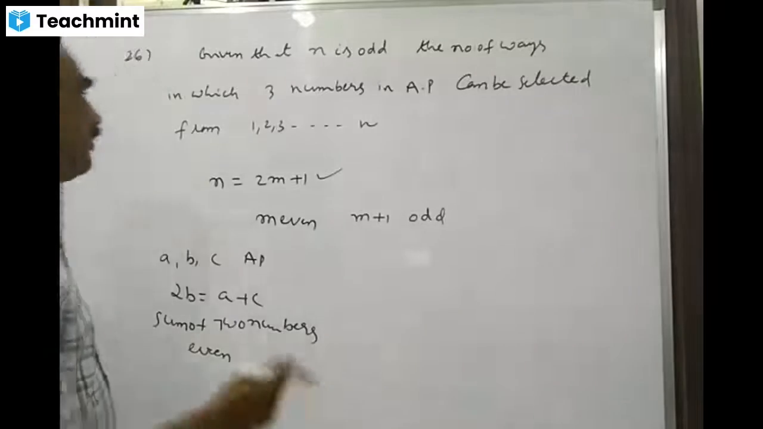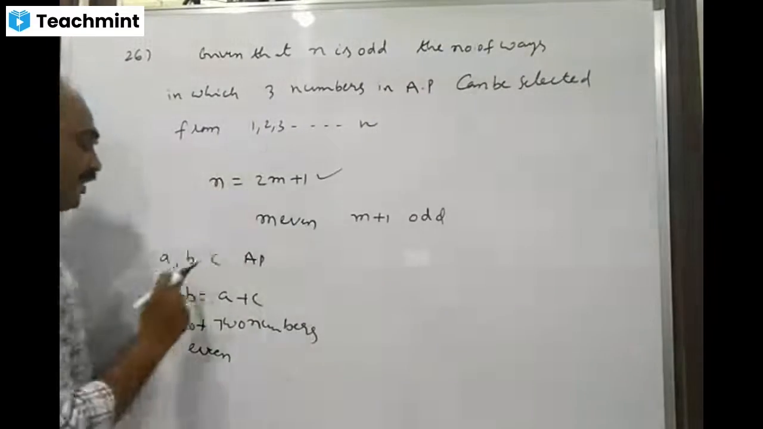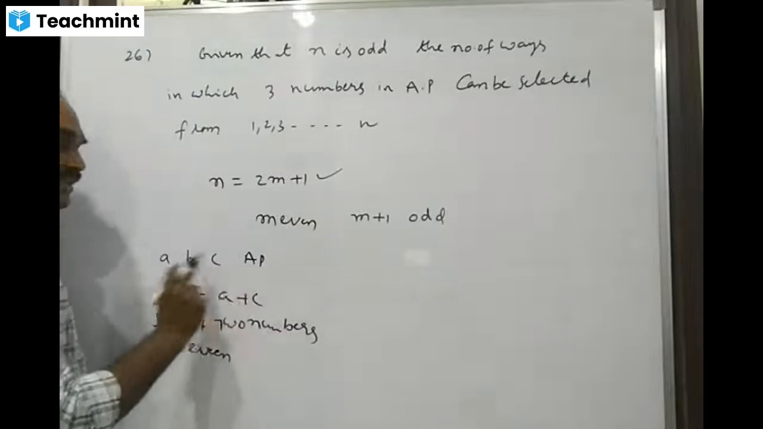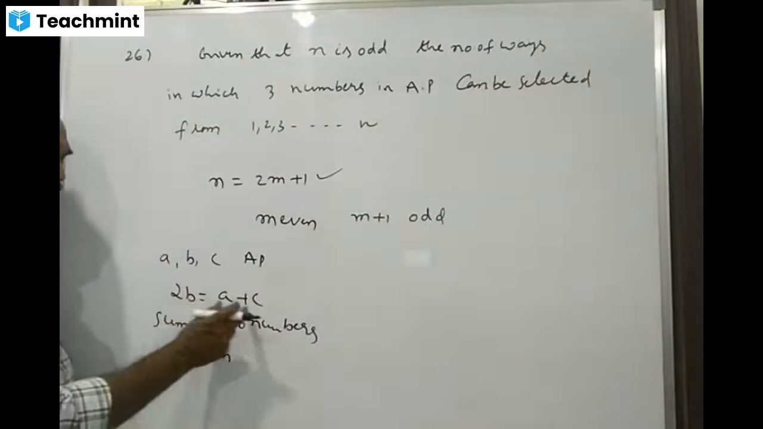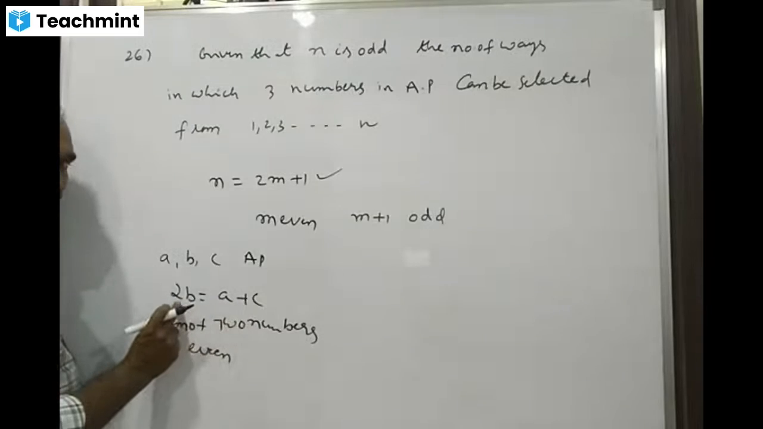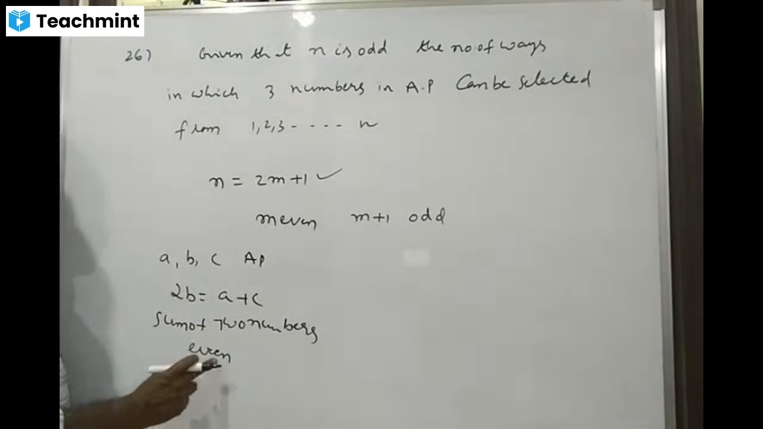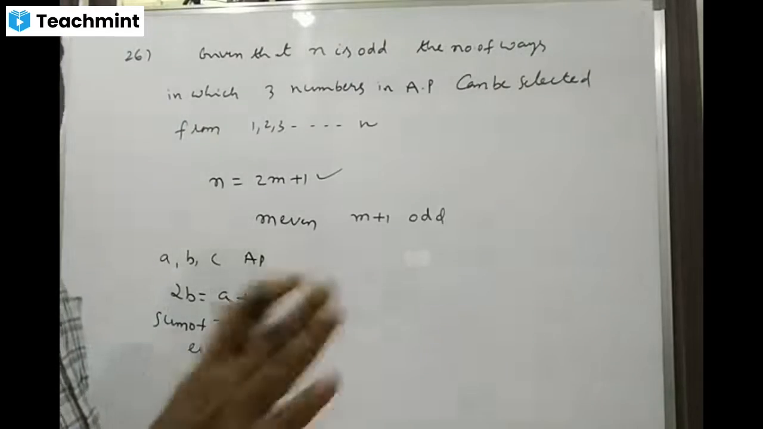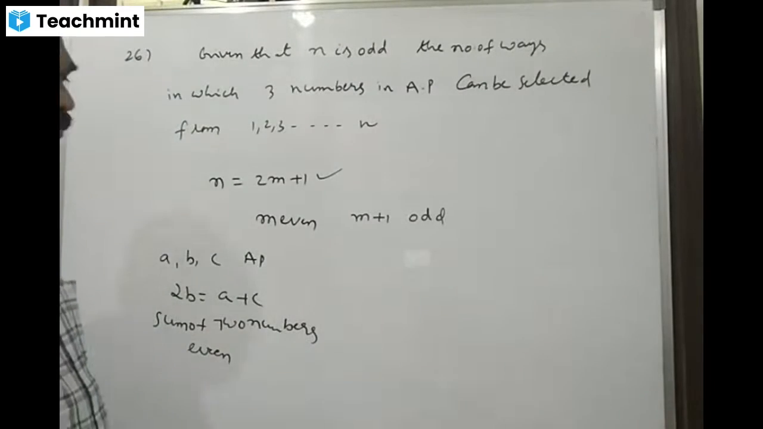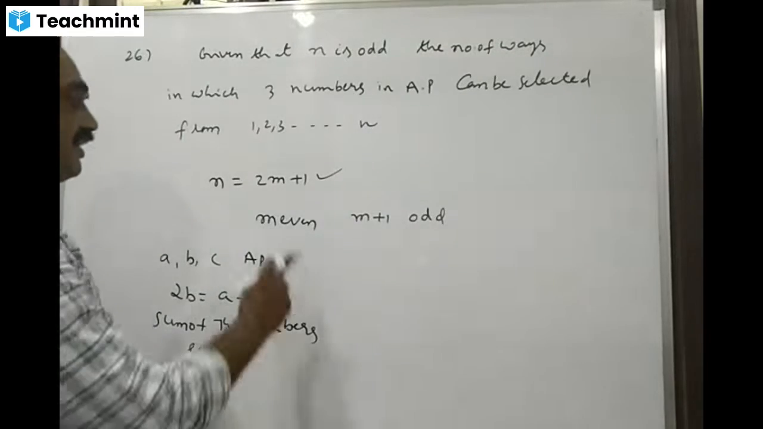So here what is the condition? Three numbers are in AP. Friends, suppose I am taking three numbers a, b, c. a, b, c are in AP. 2b is equal to a plus c. So a plus c is equal to 2b, which means this is an even number. The sum of two numbers is an even number. What is the condition? ఏ two numbers యాడ్ చేస్తే ఈవెన్ నెంబర్ వస్తుంది చెప్పండి. అంటే two odd numbers, two even numbers. ఓకేనా?